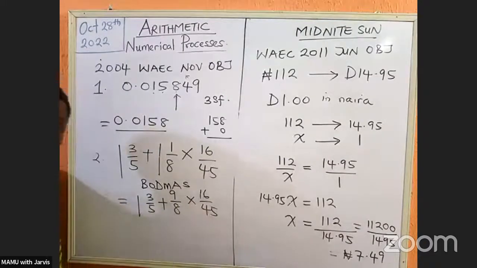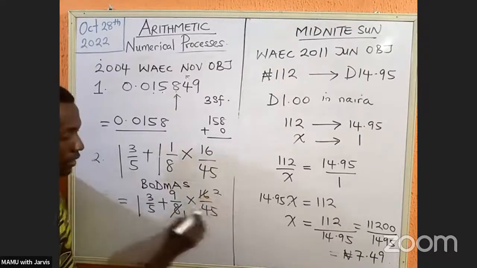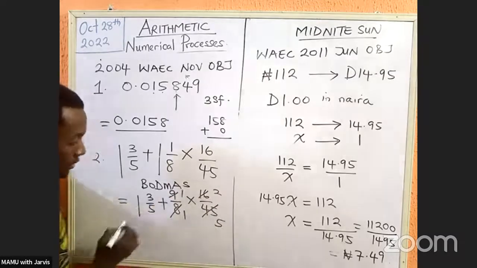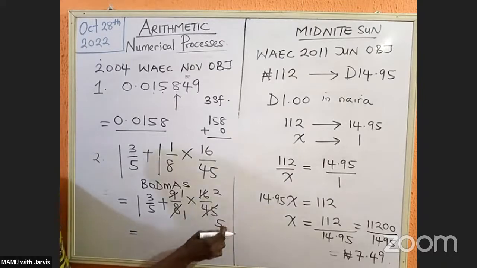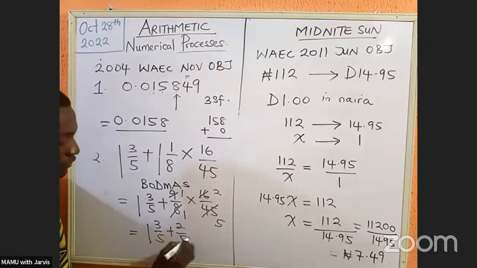16/45. So what do we want to do? We want to cancel out. 8 go here, 1, 8 go here, 2. 9 go here, 5, 9 go here, 1. So what do I have? We're having 2/5 left. So that will be 1, 3/5 plus 2/5.